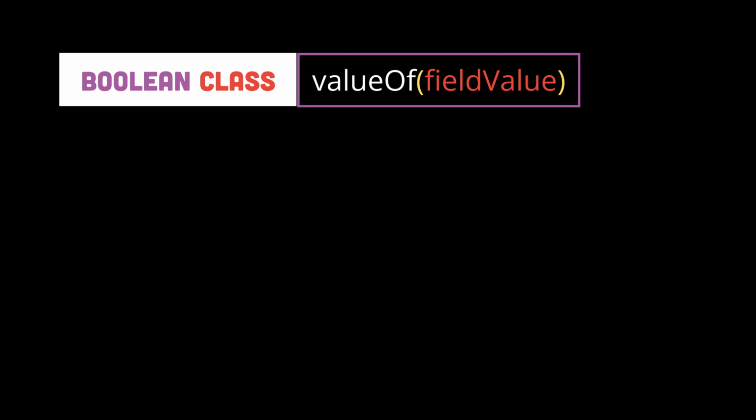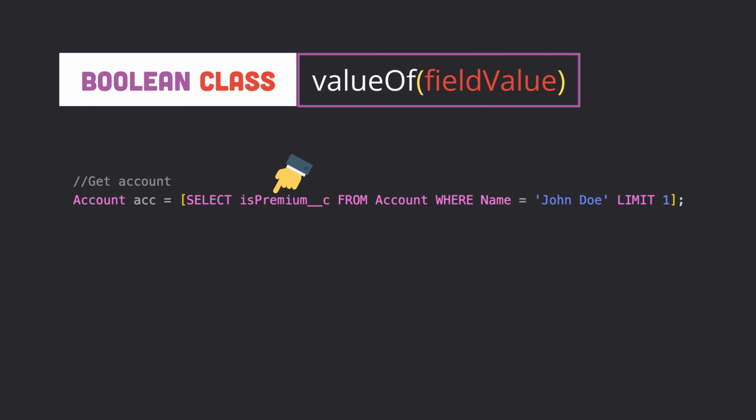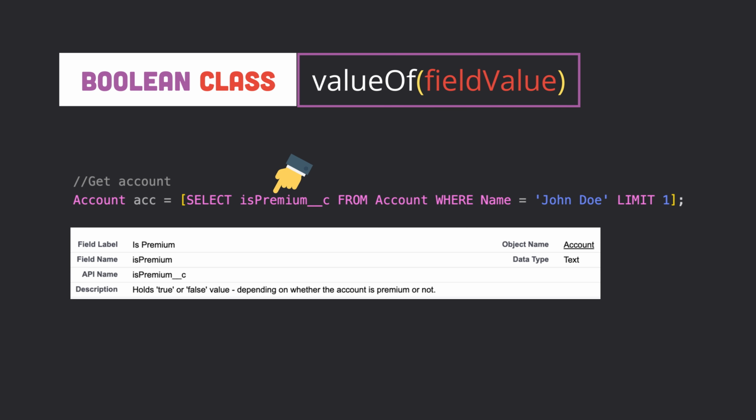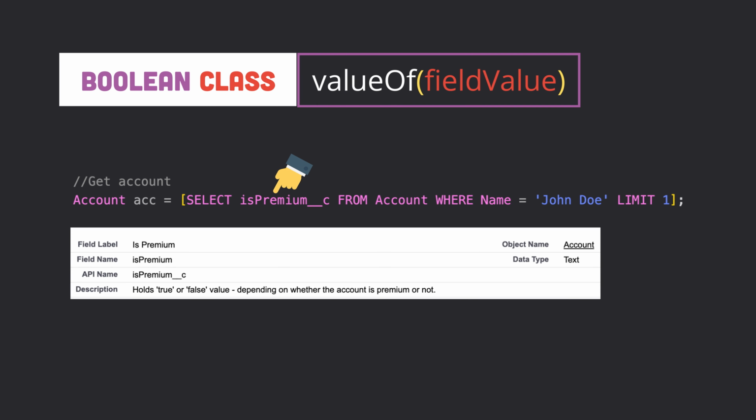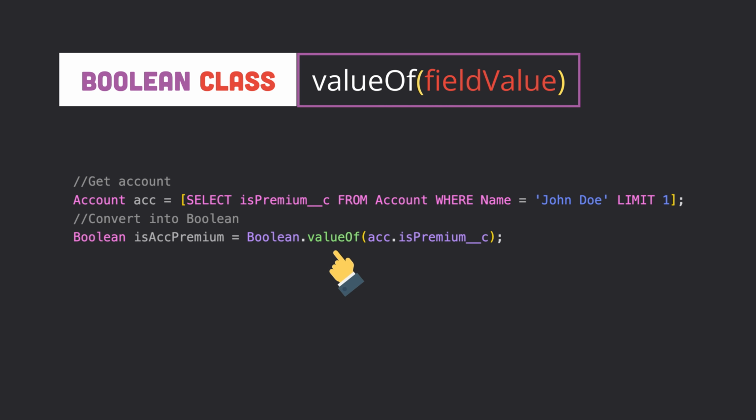Now let's assume we have a field on account called isPremium. This field could either be managed as a text field that holds true or false values as a string, or a checkbox field which is true if it's checked, else false. The checkbox field by default behaves and returns a Boolean value. So let's just pretend the field is set up as a text data type. Because the text data type returns values as string, we use the valueOf method and pass the account's isPremium field as the parameter, which finally gets converted into a Boolean.